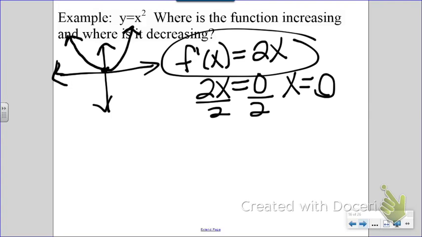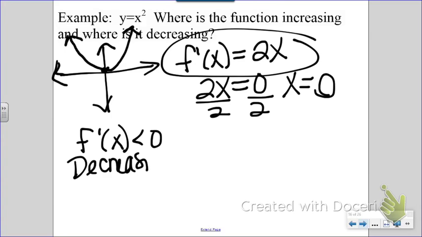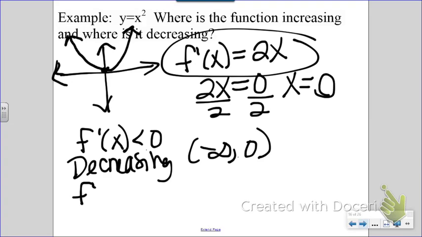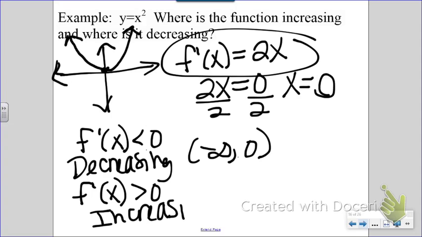Here's what we get. Plug in, for example, anything smaller, so negative 1, so the answer would be negative. So we know that if the derivative is negative or less than 0, the function is decreasing. That would be from negative infinity up to 0. The function would be increasing where it's positive. So if you put in a number bigger than 0, like 1, it's positive. So the derivative is positive or greater than 0, which means that the function is increasing from 0 to infinity.